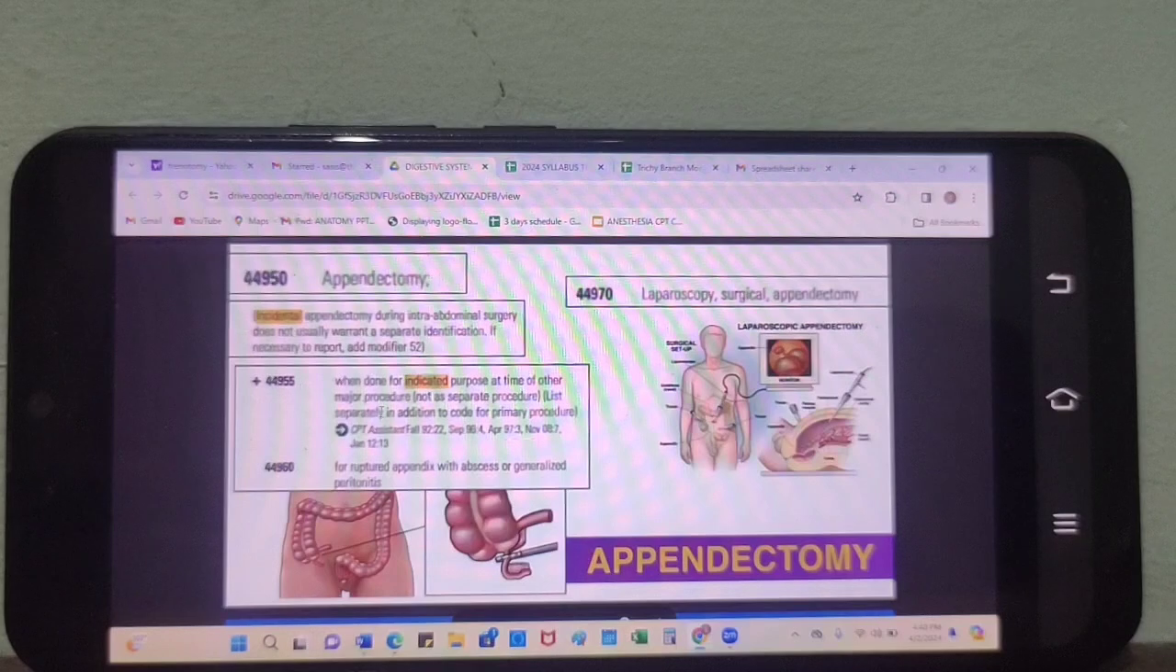Go for the code for the major procedure. We should report the uterus removal with the appendectomy.